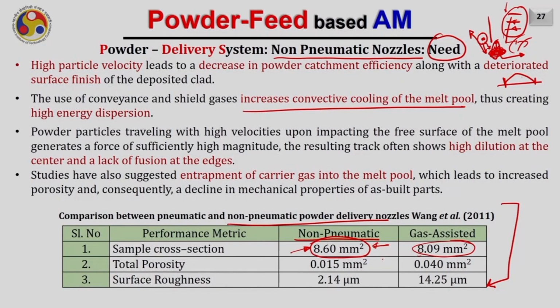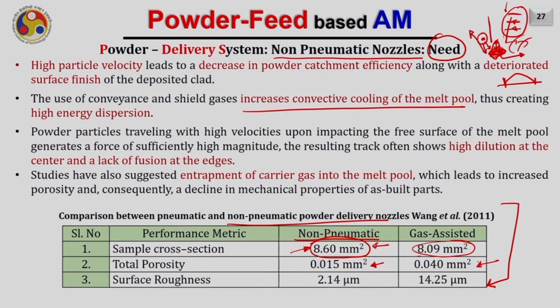Also, the total number of porosities is going to decrease in the case of the non-pneumatic system, due to fewer chances of entrapping gases. Here it is 0.15 mm square, the total area of the porosity, while in the case of the gas assisted system the total area of the porosity was around 0.040 mm square.